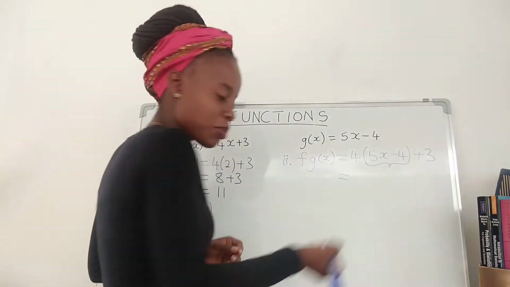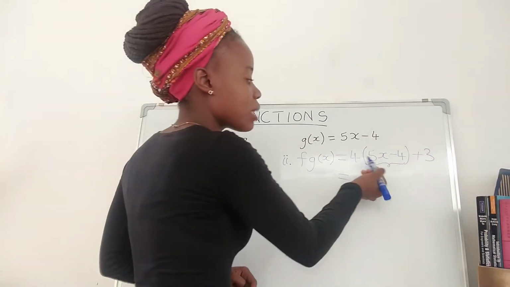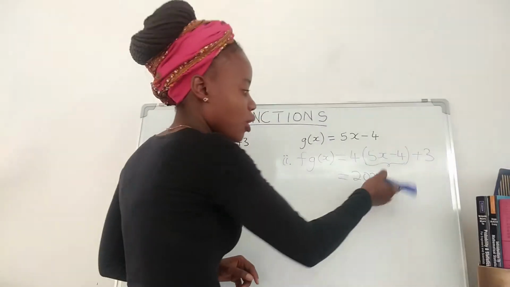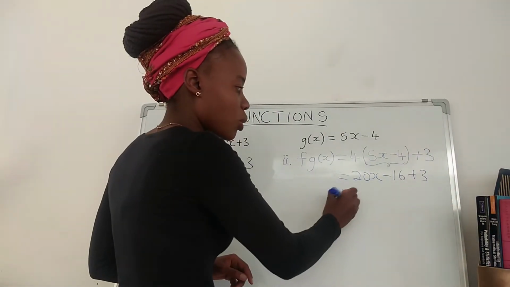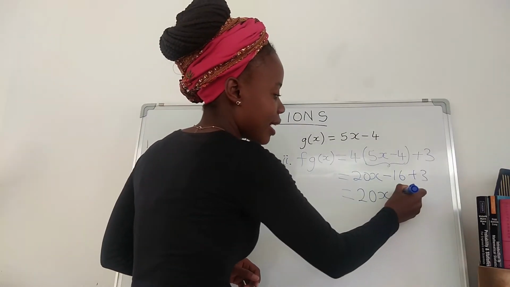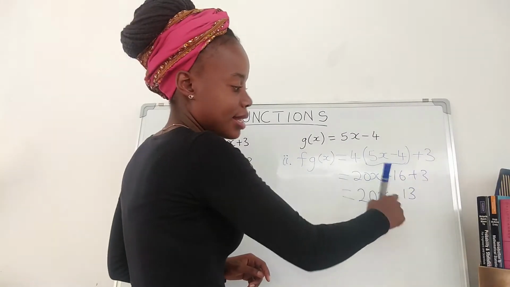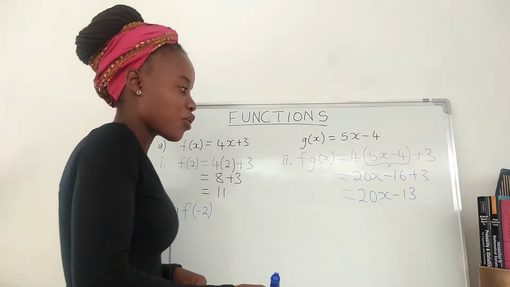Now we are supposed to simplify. We are going to remove brackets. So 4 times 5 is 20x. 4 times negative 4 is negative 16 plus 3. We collect like terms. So this is going to be 20x minus 13. Negative 16 plus 3 is negative 13. This is the answer for f g of x.